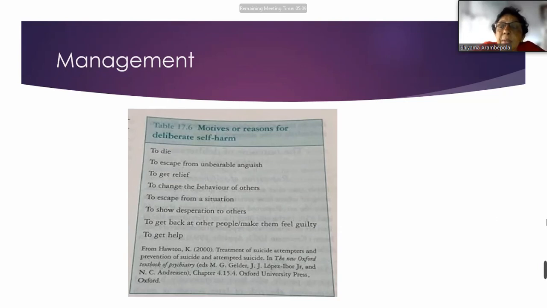So they will attempt that, right? And to get help, right? So when they want help also, they will attempt suicide. So keep this in mind. That is very, very useful in the management of the person. So why does this person attempt suicide? You need to ask the question why, right? Then it's very easy to find solutions, right?